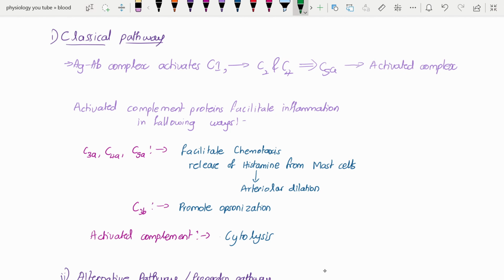To activate the classical pathway, the antigen-antibody complex is required. In simple words, the antigen-antibody complex will activate complement protein 1, which in turn activates complement proteins 2 and 4, and that will activate complement protein 5. Then the cascade occurs. There will be activation of all further complement proteins after C5: C6, C7, C8 and then C9. Along with C5b, this forms the activated complex.